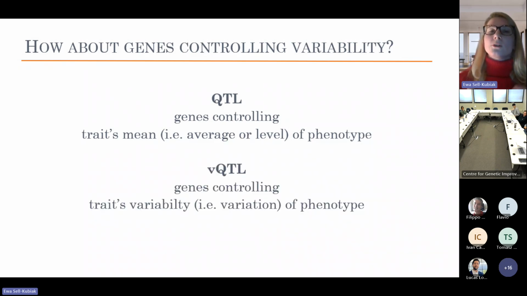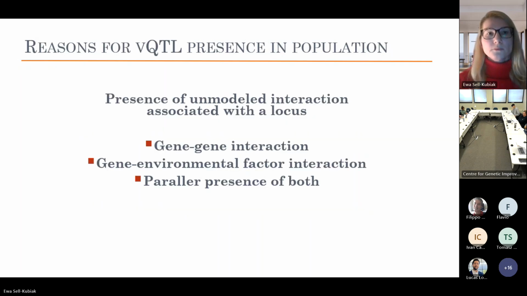When we're talking about genes that control the variability, they are often referred to in the literature as VQTLs to distinguish them, as they are focused on variation, so how many differences there are between the animals, rather than the mean of the population that we already know about.